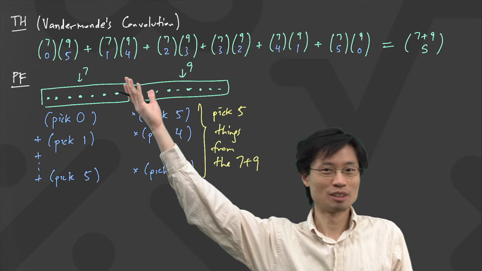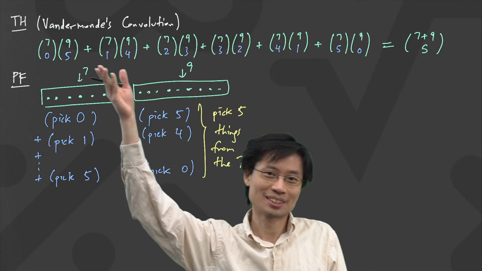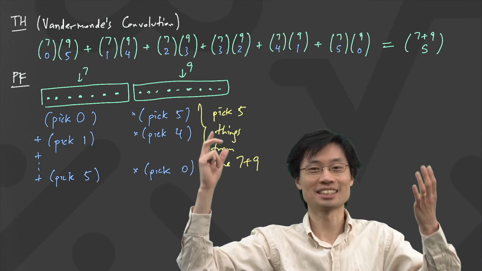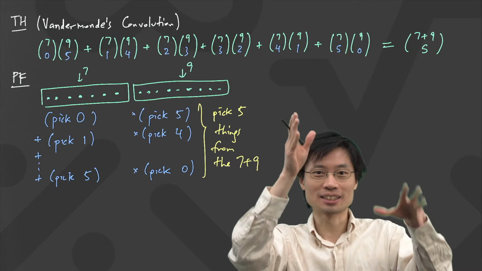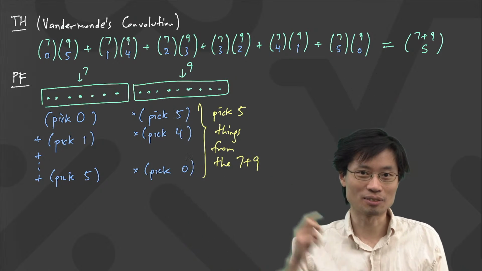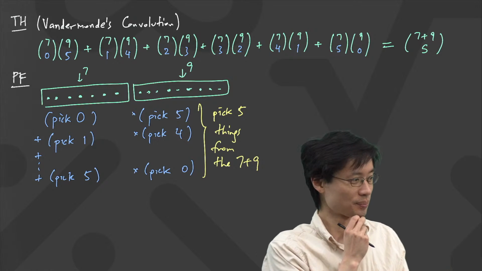So that's just this Vandermonde convolution. It's a really fancy word, but it just talks about I have a big set, which is 7 plus 9, 16. And from that set, I'm picking some stuff. And it happens to be the case that if I decide how I split the set, then I can say that adding up all of these different possibilities gives me that last one.